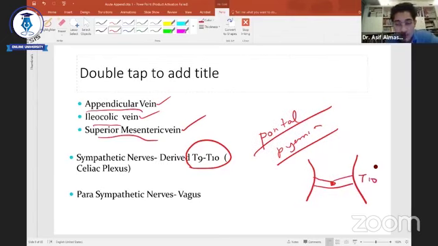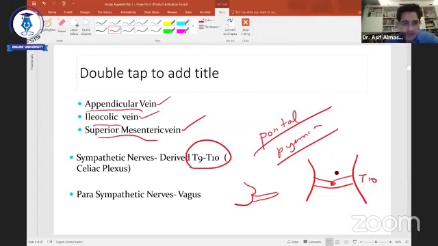So this is another thing that we have to keep in mind: the dermatome, the somatic supply of the umbilicus, is T10. On the other hand, the autonomic supply of the appendix is also T10. So whenever the appendix is inflamed, the brain thinks as if the pain is coming from the same somatic supply, that is T10. That is the explanation for why there is a periumbilical colic initially in a case of appendicitis.